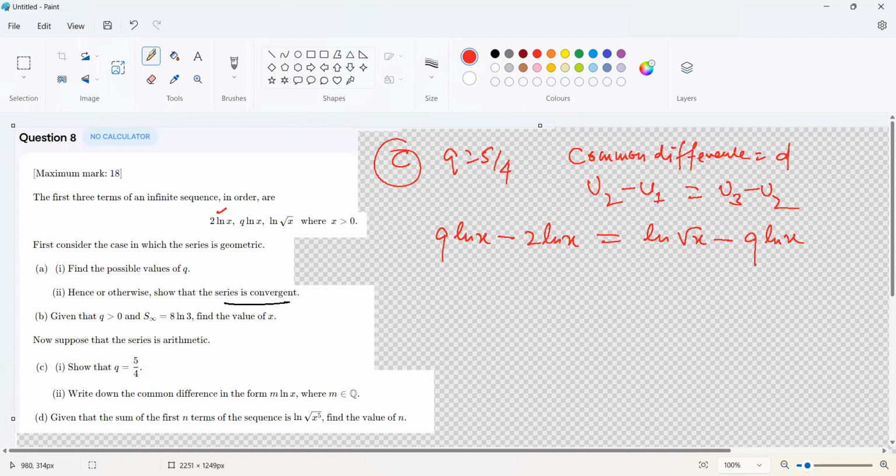So q ln x plus q ln x is equal to ln root x plus 2 ln x. q ln x plus q ln x will be 2q ln x. And here it is ln x raised to the power 1 by 2, and here it is ln x raised to the power.